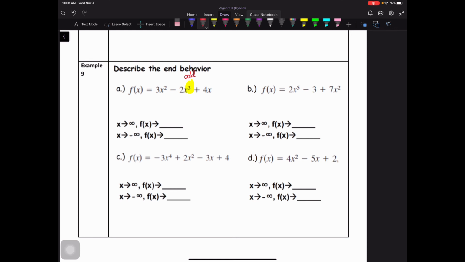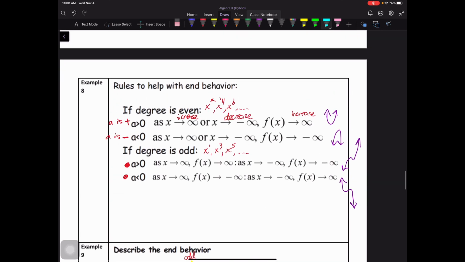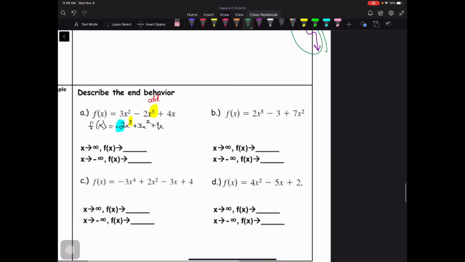So I know if I were to graph it, and I should probably write it in standard form first. So let's do that. Negative 2x cubed plus 3x squared plus 4x. Just good practice writing in standard form. Now my highest exponent is 3, so yes, it's odd, but my A value here is negative. If I jump back up, I want degree odd, but a negative A value. So I know my graph is going to look something like this. So that'll help you with end behavior.